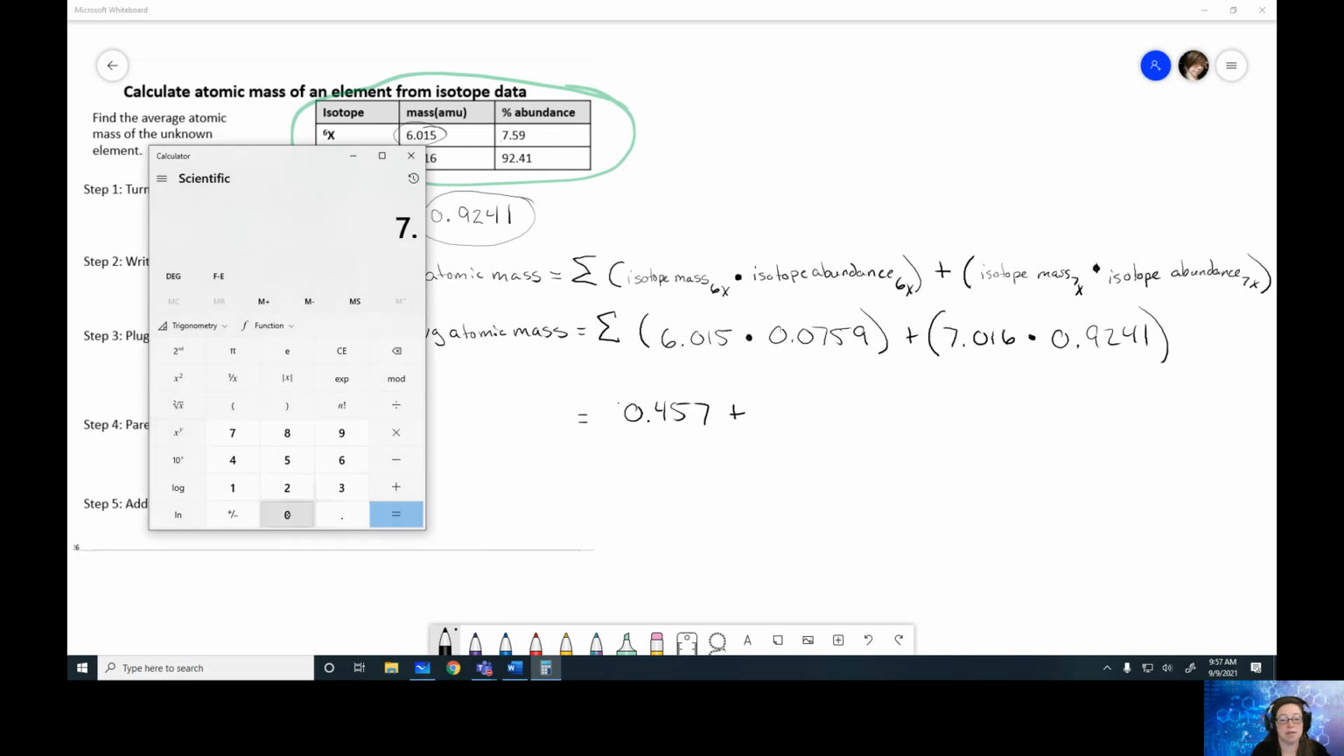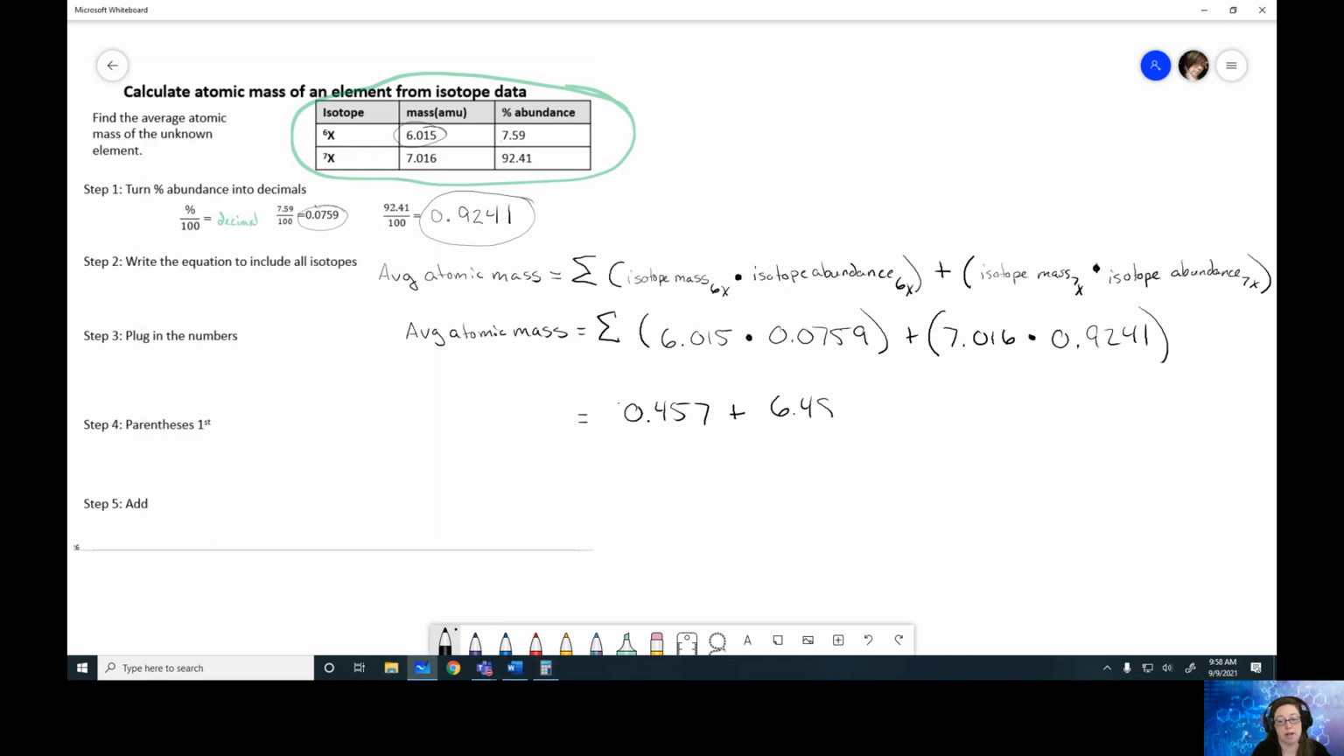So this is going to be 7.016 times 0.9241. That gives us 6.48, and we're going to round this to 6.483. Okay, now you're going to add and just atomic mass. I tend to not write this down the left side, but you should. Don't be lazy with your math like me.